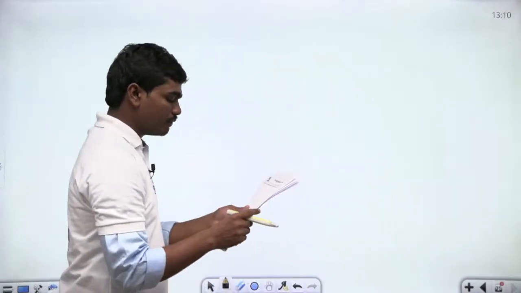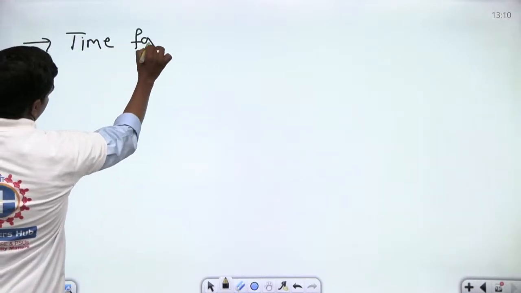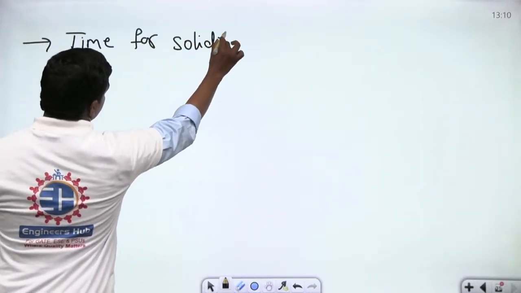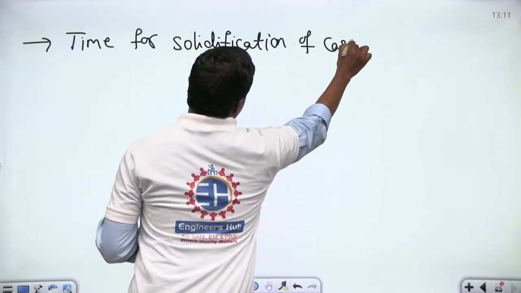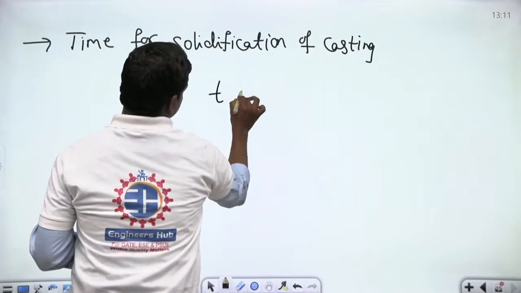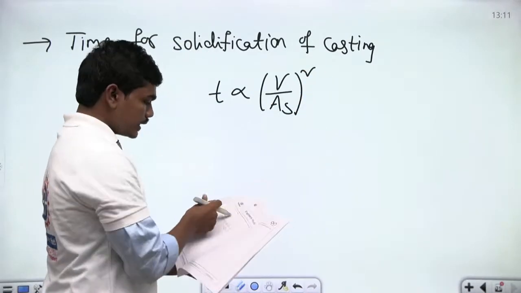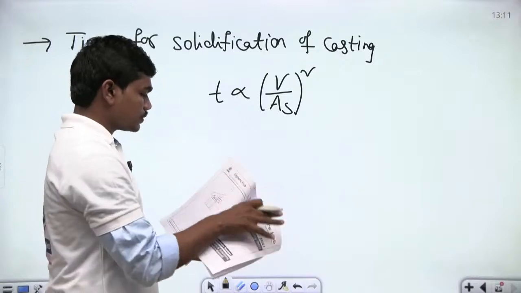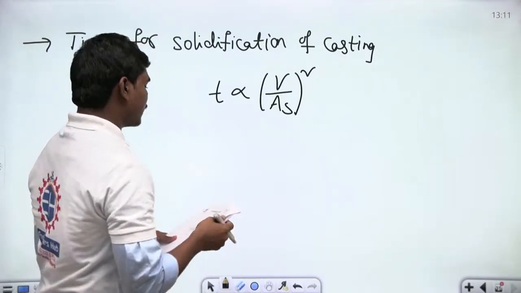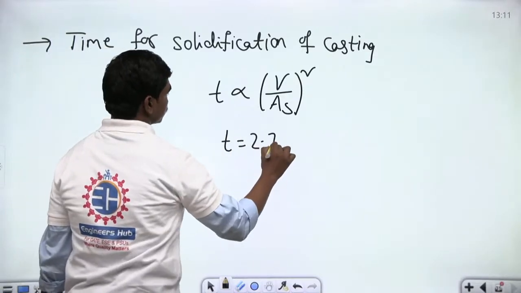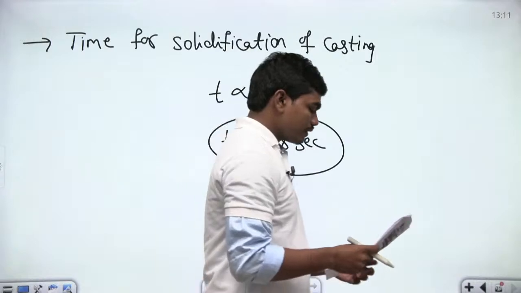They also ask for time for solidification of a casting. You know this time for solidification is directly proportional to volume by surface area squared of the casting. So if you just substitute the values that are actually given in the exam, you could get the time is equal to 2.78 seconds for the casting to get cooled.